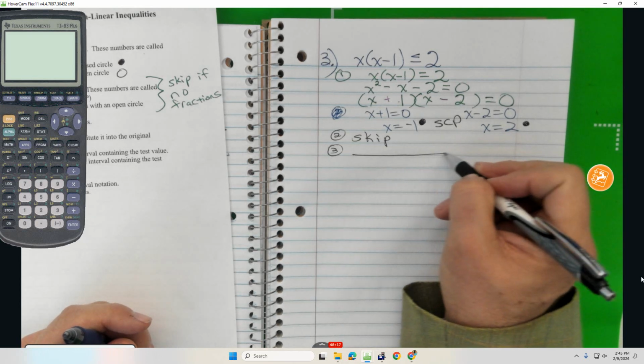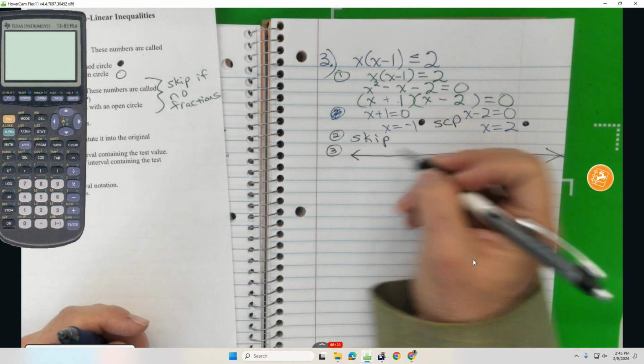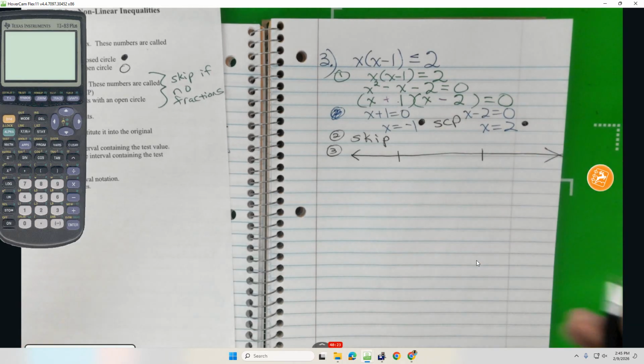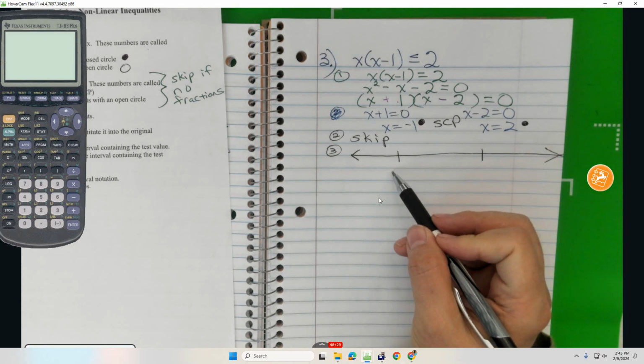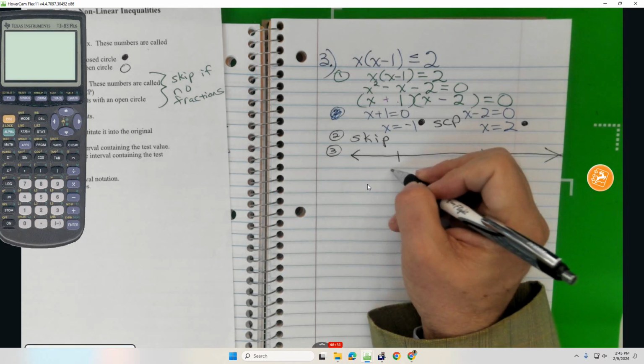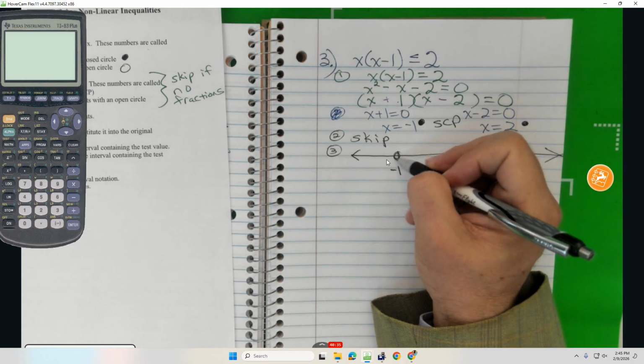We have 2 cut points, and it does seem like most of the homework problems, not all of them, but most of them have 2 cut points. Which one will go to the left? -1 and then +2, and we said that they're closed circles.